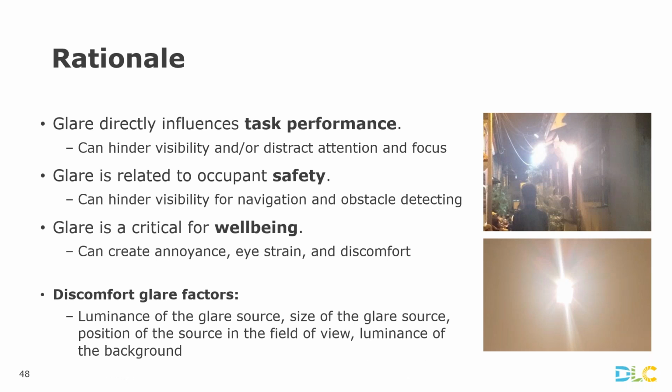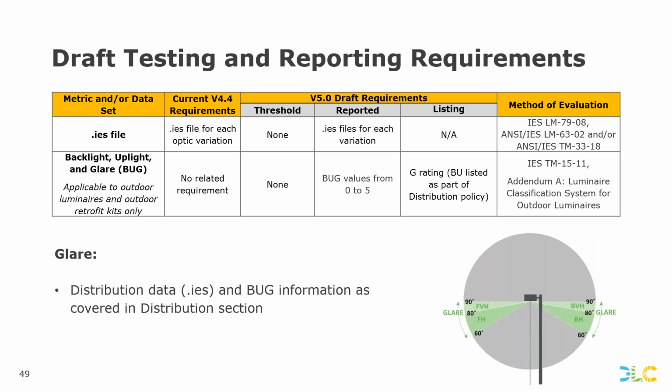There are 4 known discomfort glare factors: the luminance of the glare source, the size of the glare source, position of the source in the field of view, luminance of the background. So these are the 4. Some of these are product specific and can easily be addressed, but others depend on site and implementation, which makes it a tricky topic to address.